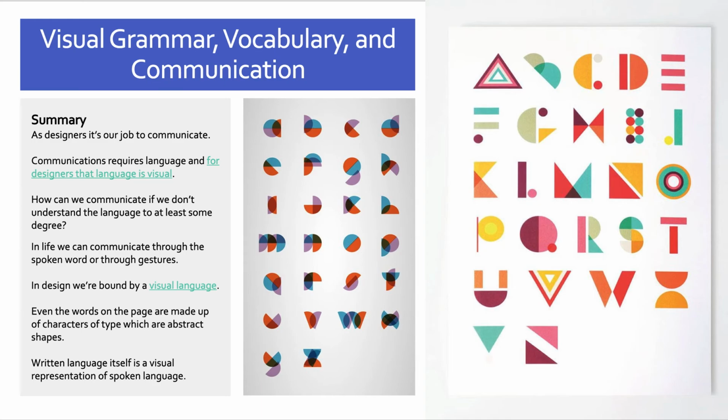Okay, so just to kind of summarize this little area up, as designers, it's our job to communicate. Communication requires a language, and for us, it's visual. How can we communicate if we don't understand the language, at least to some degree? Right? In life, we can communicate through spoken word or gestures. In design, we are bound by visual language. And so what that means is that you will need to learn this language, these principles and elements of design, and to get good at them like you would if, say, you were deciding you were going to learn to speak Spanish, you would have to practice.